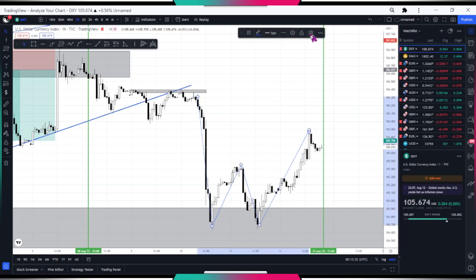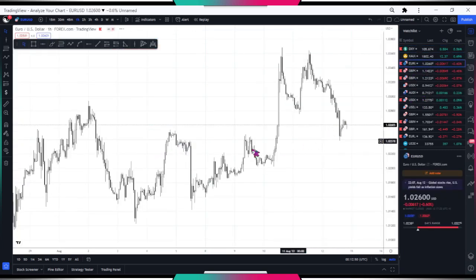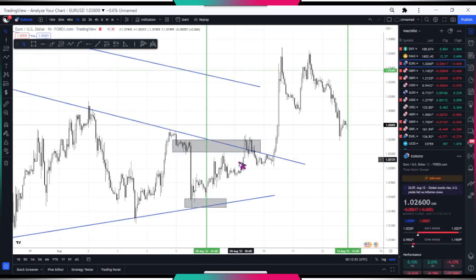So because the dollar index was bearish on Wednesday, most of the pairs which are XXX-USD, such as EURUSD, GBPUSD, AUDUSD, and the like, were all bullish as of that Wednesday. You could see that the EURUSD itself had its own pattern which formed.